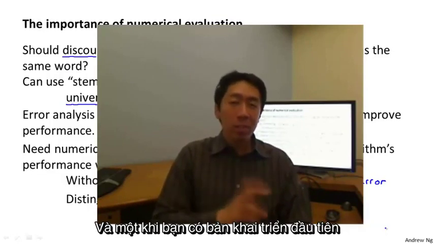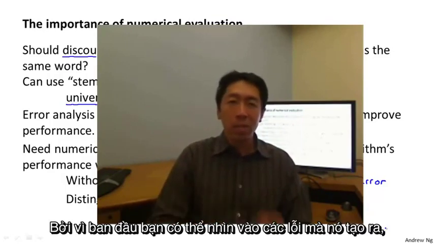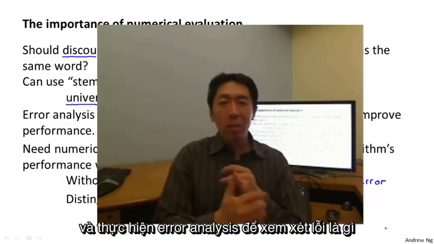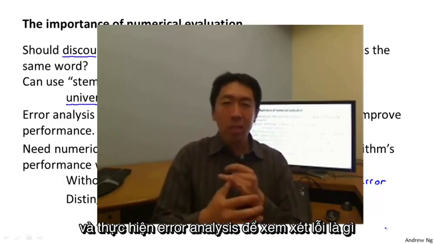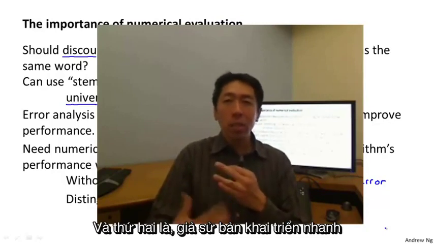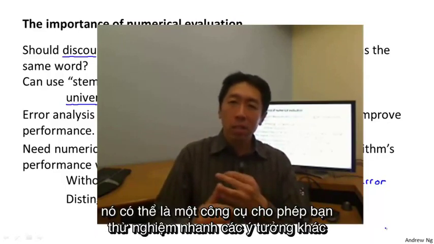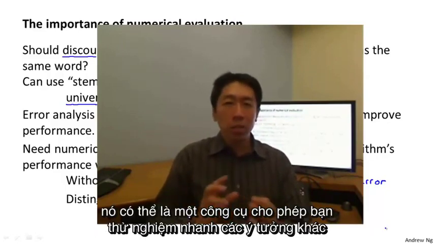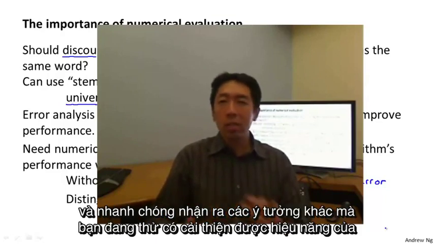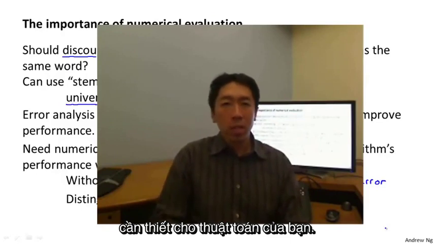And once you have the initial implementation, this is then a powerful tool for deciding where to spend your time next, because first you can look at the errors it makes and do this sort of error analysis to see what mistakes it makes and use that to inspire further development. And second, assuming your quick and dirty implementation incorporated a single row number evaluation metric, this can then be a vehicle for you to try out different ideas and quickly see if the different ideas you're trying out are improving the performance of your algorithm, and therefore let you maybe much more quickly make decisions about what things to fold in or what things to incorporate into your learning algorithm.